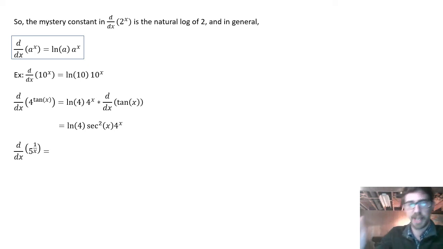times 4 to the x times secant squared of x. I just rearranged it a little bit because I think it looks nicer this way. It doesn't really matter.